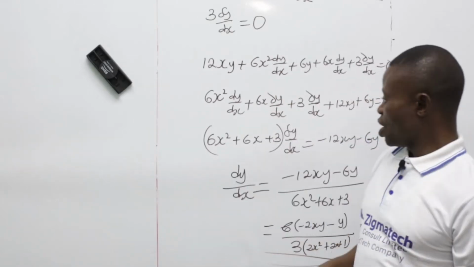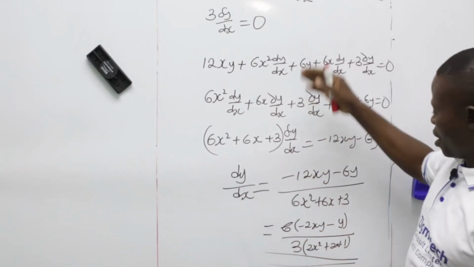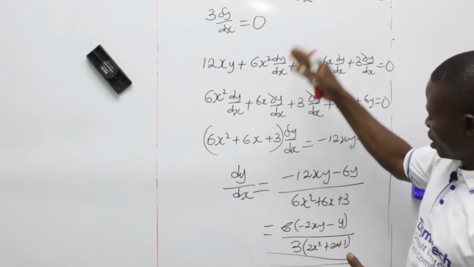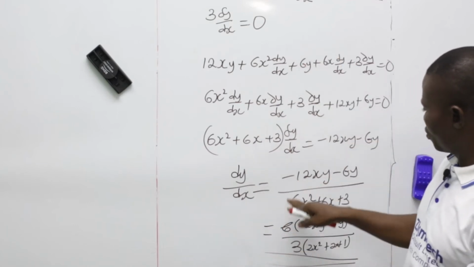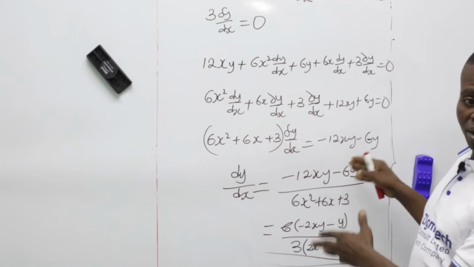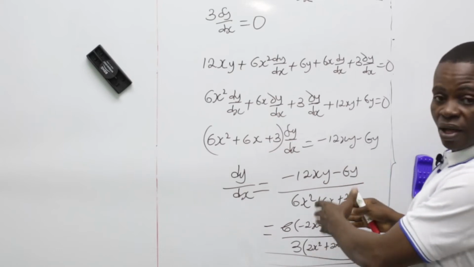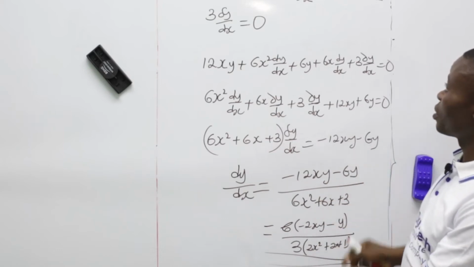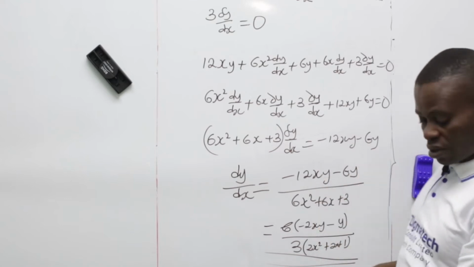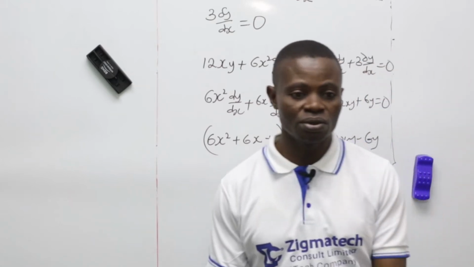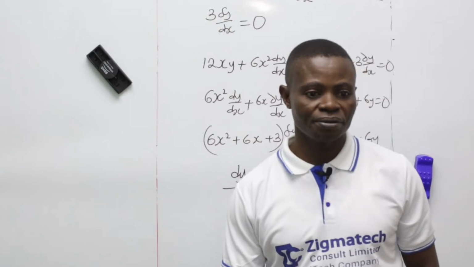So the implicit function here is just that dy/ds will give us minus 12xy minus 6y all over 6s squared plus 6s plus 3. So when you factor it out according to what you want to do, it's still the same thing.